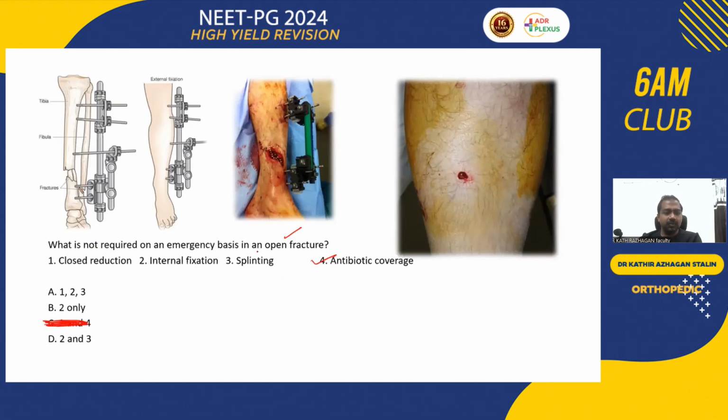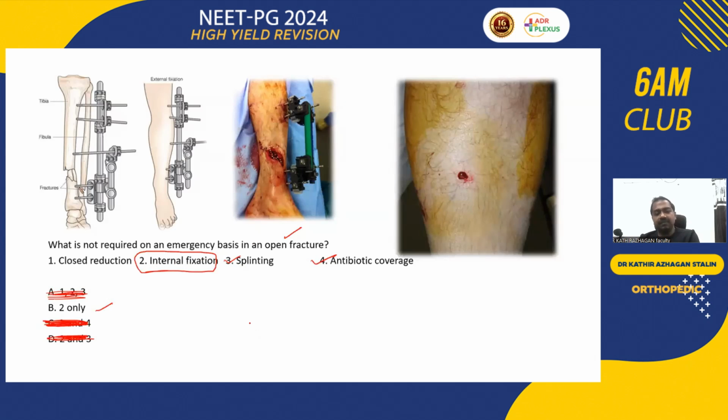Okay. Will you do splinting? Yes, I will do splinting. So, if an option has 3, it is ruled out. On an emergency basis, do you need an internal fixation in case of an open fracture? No, it is not needed. So, the answer is B. But can you do internal fixation? Yes. For this question, the answer is B.